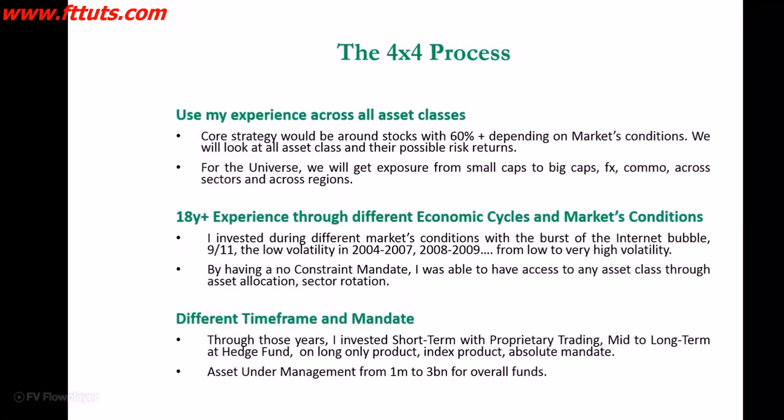So the 4x4 process. The first thing I want to do here is use my experience across all asset classes. The core strategy will be around stocks with 60% plus depending on market conditions, and we will look at all asset classes and their possible risk returns. For the universe, we will get exposure from small caps to big caps, FX, commodities, across sectors and across regions. So we will use options, futures, stocks, FX and commodities.